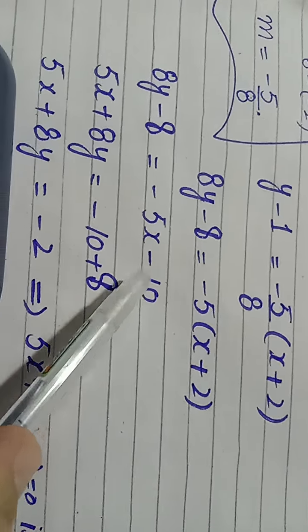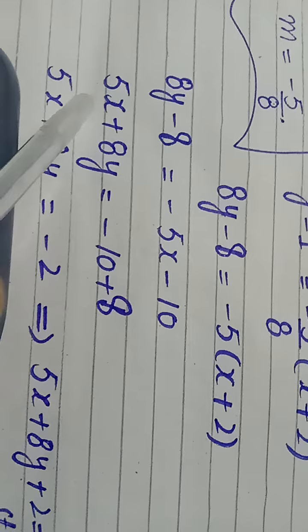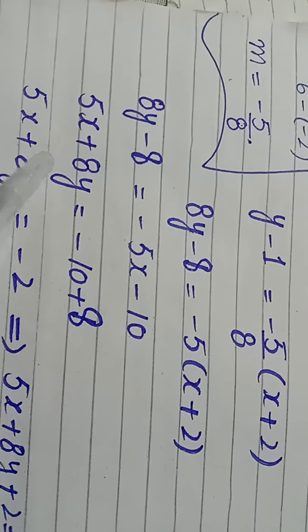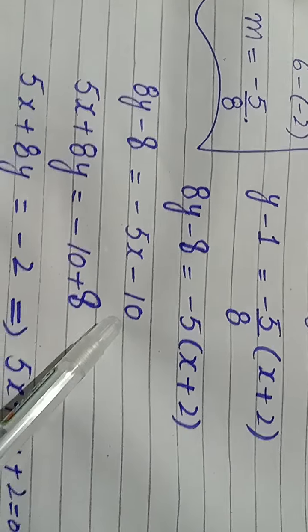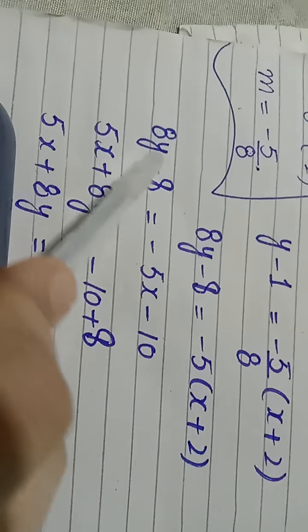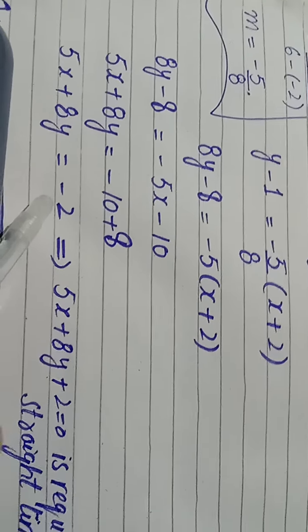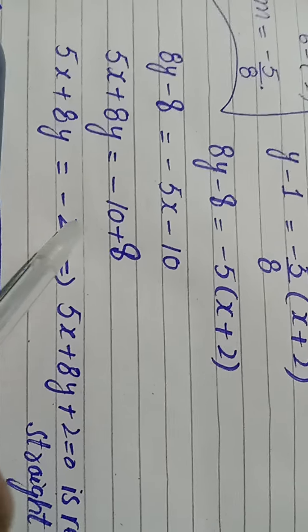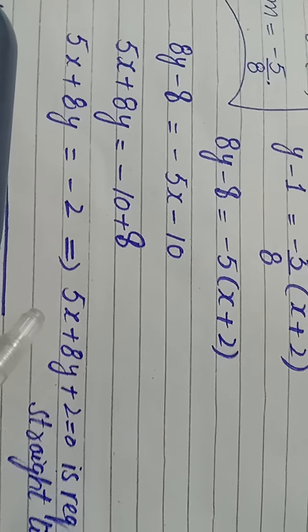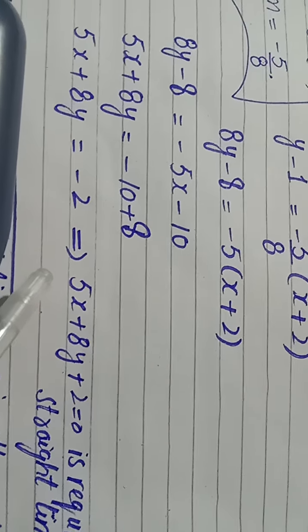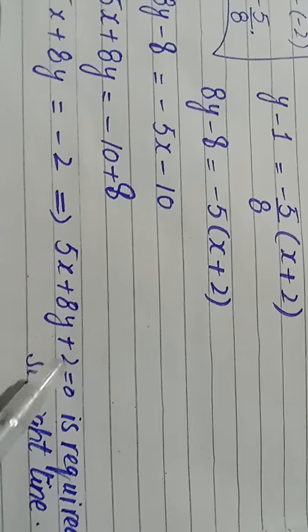Now present the line in a sequence. Take this minus 5x over to the other side of the equality, it becomes plus 5x. It was minus 5x plus 8y is equal to minus 8, which combines with the constant term and becomes plus 8. Minus 10 plus 8 is equal to minus 2. Now present your general form of the equation of the straight line. Move this constant minus 2 over to the other side and make the standard form equal to 0. And the standard form of the required straight line is 5x plus 8y plus 2 is equal to 0.